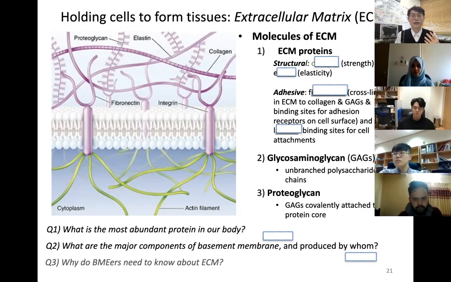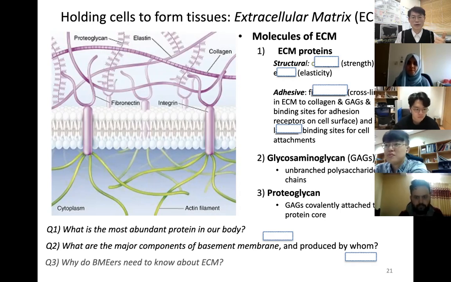When you grow cells, you often hear some people say, hey, my cell doesn't attach to the flask. So I checked it and I found fibronectin has to be coated. So fibronectin is a cross-linker in the extracellular matrix to collagen, or a GAG protein, which is glycosaminoglycan. And also binding sites for adhesion receptors on the cell surface. That's one kind of molecule, fibronectin.